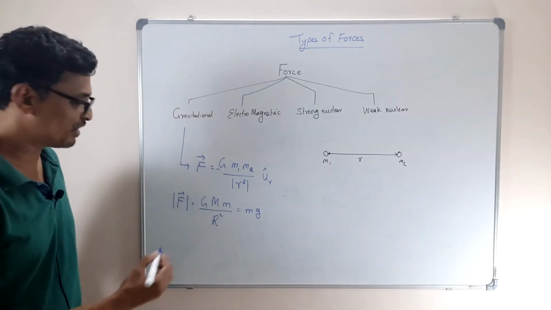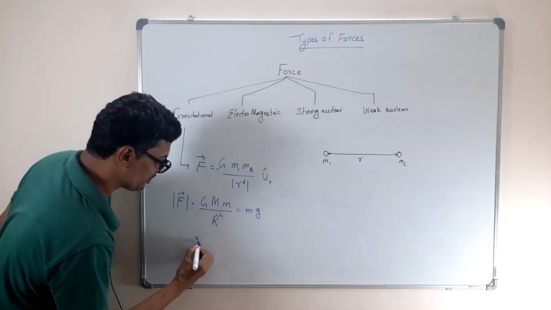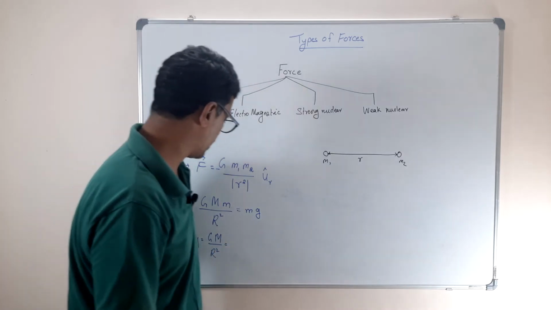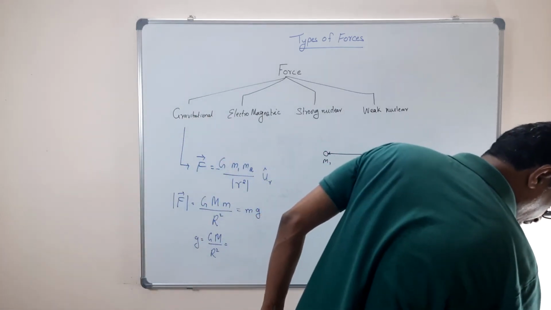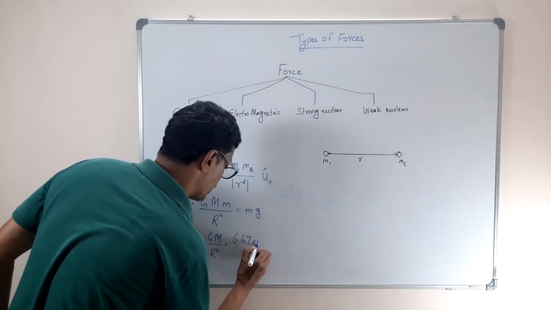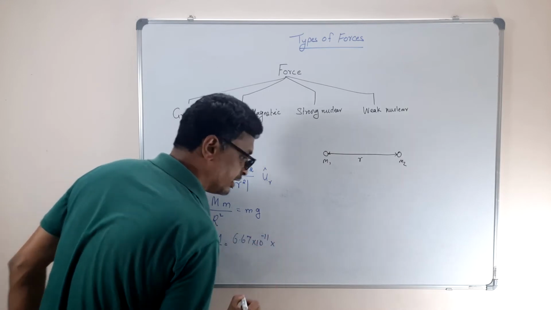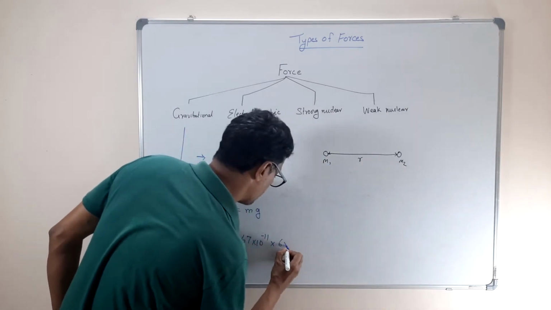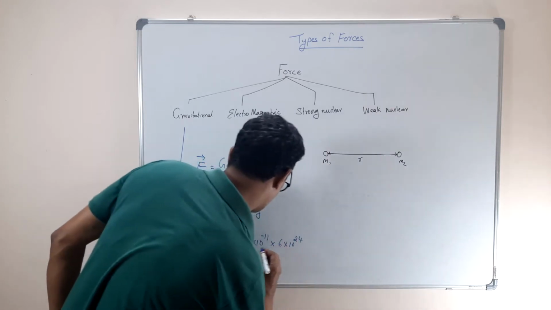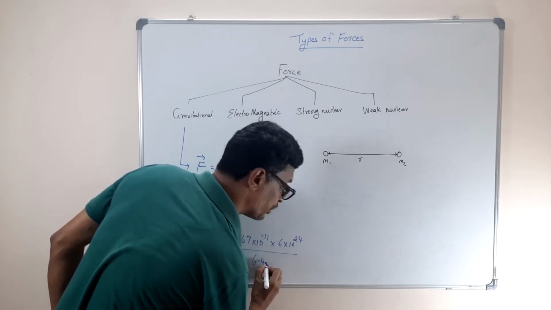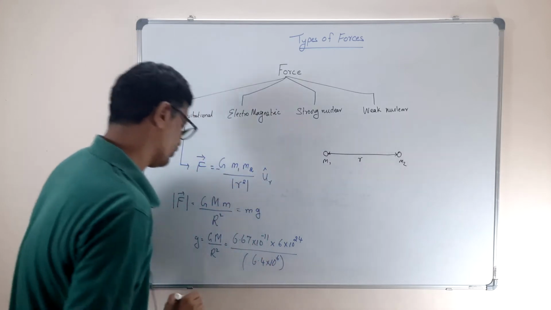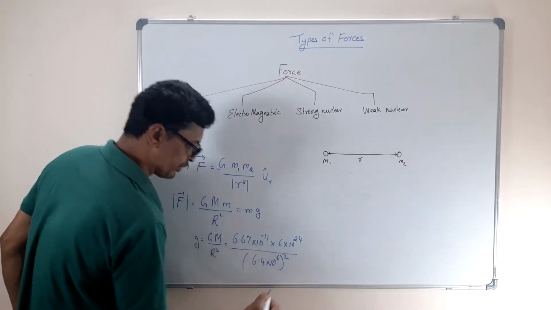Now can you tell me what is g from here? It is capital G, capital M by R square. So let us calculate G M by R square. Do you remember the constant values? G is 6.67 into 10 to the power of minus 11, that is the gravitational constant. The mass of the Earth is 6 into 10 to the power of 24 kilograms, and the radius is 6.4 into 10 to the power of 6 meters whole square.